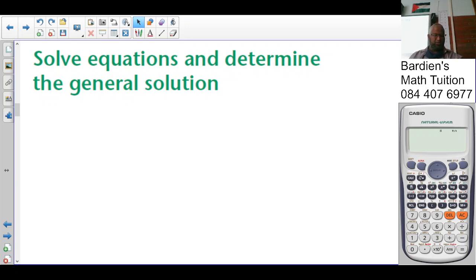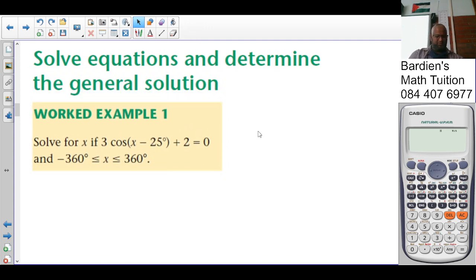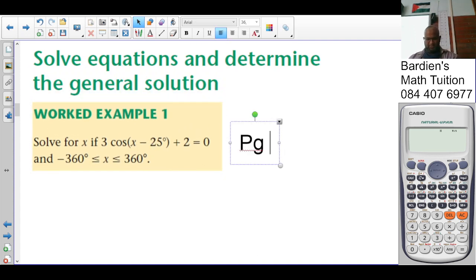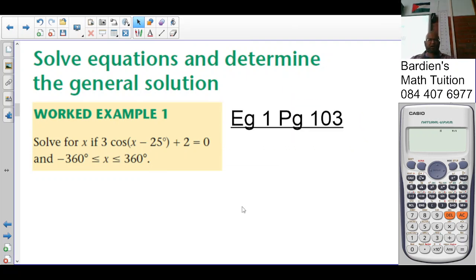We're looking at worked example 1, on page 103. The question says solve the equation and determine the general solution.